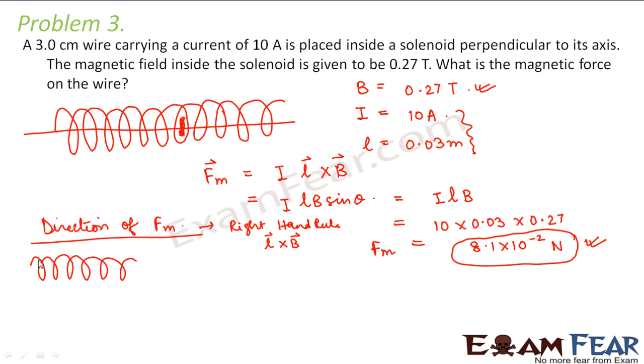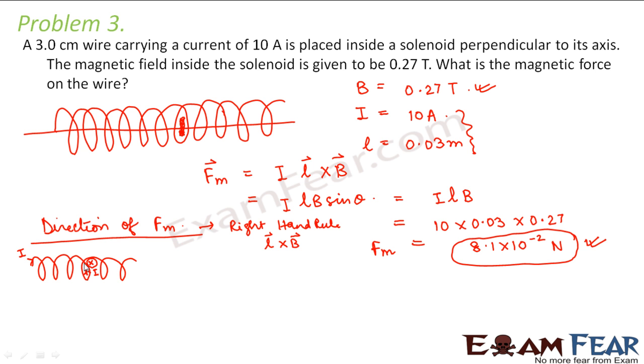So one possibility is, let us suppose that this is the wire and the current flows through the solenoid in this direction and the current in this wire is in the upward direction. In this case, using the right hand thumb rule, if current is in this direction, the direction of magnetic field would be downward.